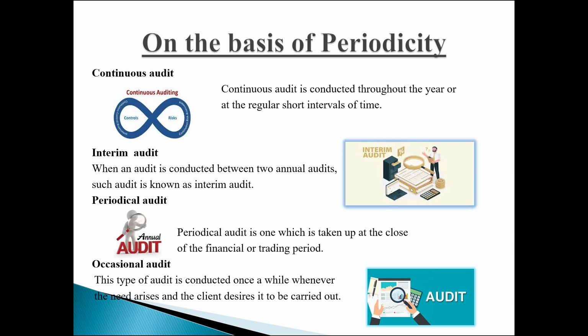Periodical audit is one which is taken up at the close of the financial or trading period. Periodical audit commences before the final accounts are prepared and continues till the audit is completed, even after the close of the financial or trading period. This type of audit is sometimes called complete or detailed audit because each and every transaction is seldom checked in a big business house. This type of audit is satisfactory, especially for small concerns.